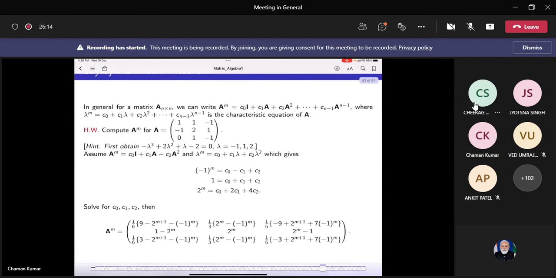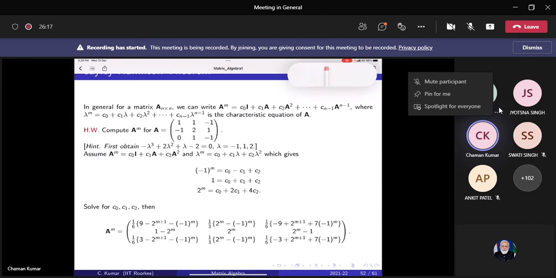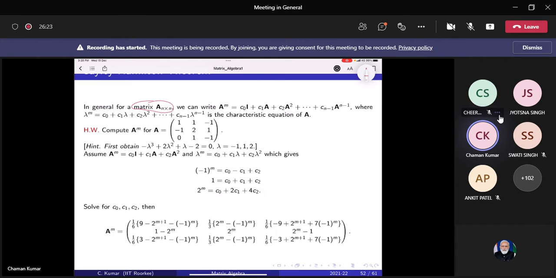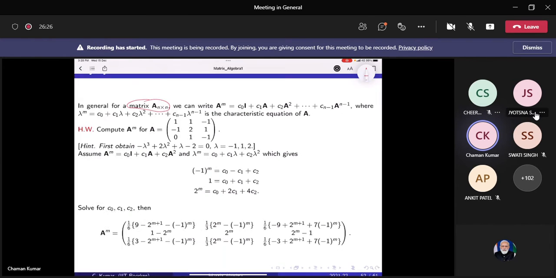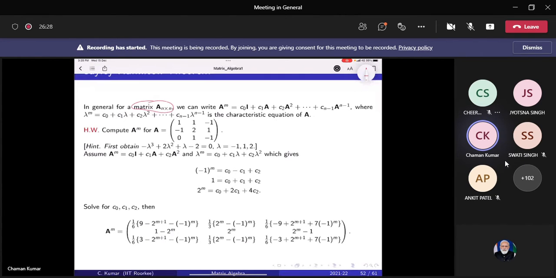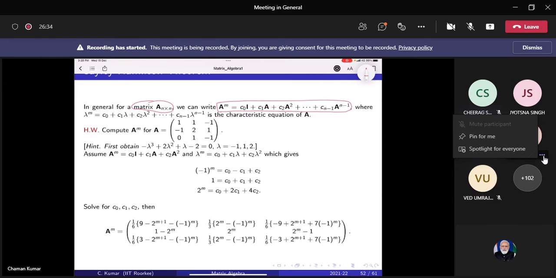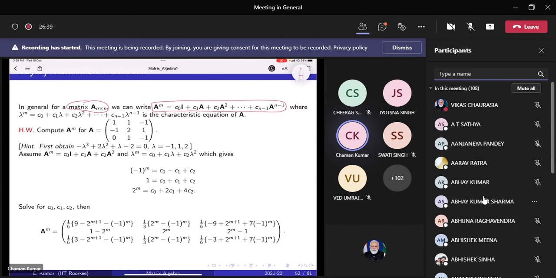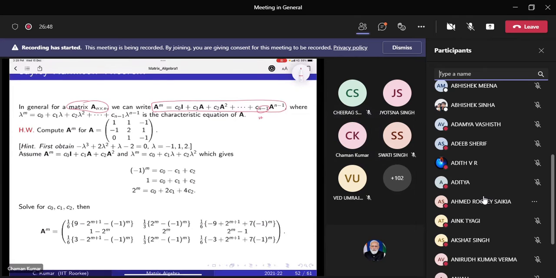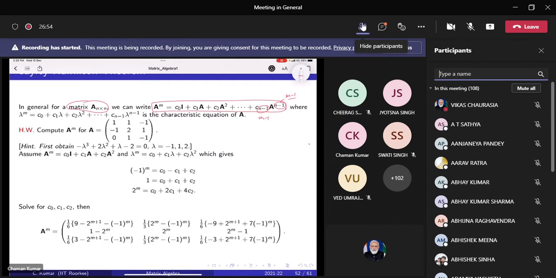Okay, so if you have a square matrix, then the Cayley-Hamilton theorem says that it will satisfy its characteristic equation. So something like this. This is the general one. So you want to express A raised to m in terms of the linear combination of the identity matrix, matrix A, A square, and A raised to n. So again there is a typing mistake. This should be n minus 1. You don't want to go to the higher order, otherwise it will not work.